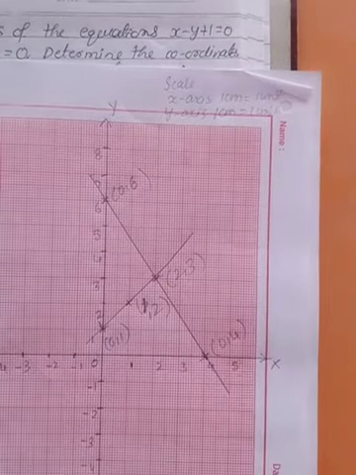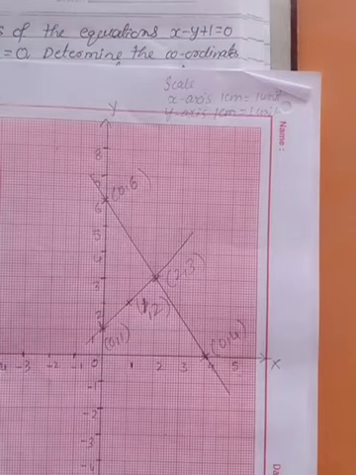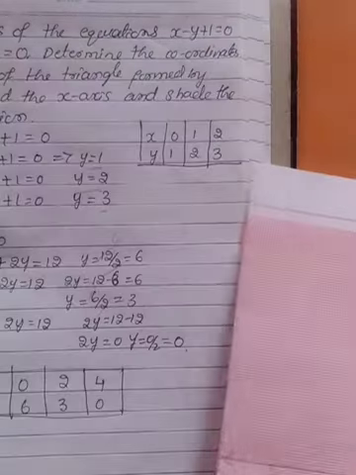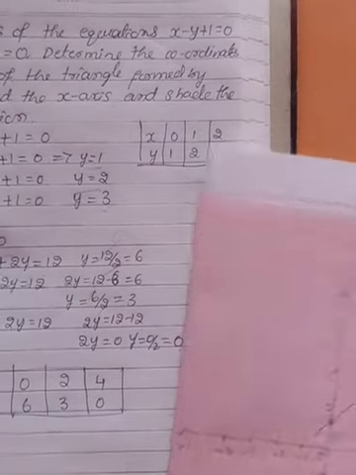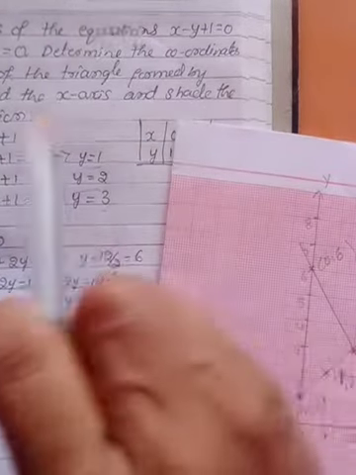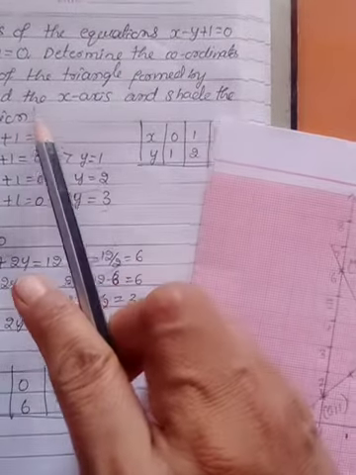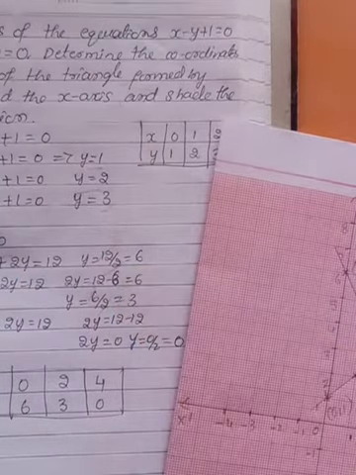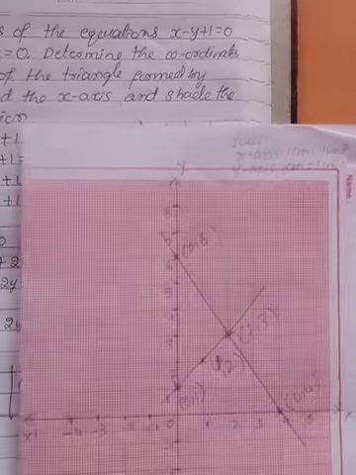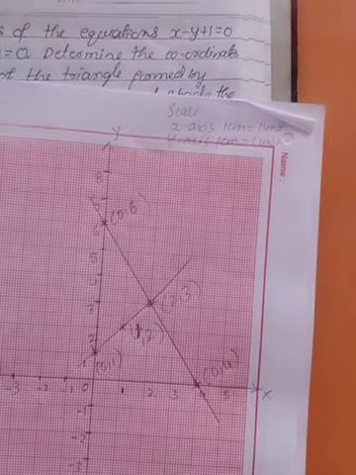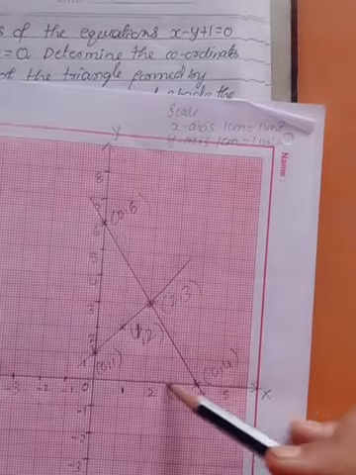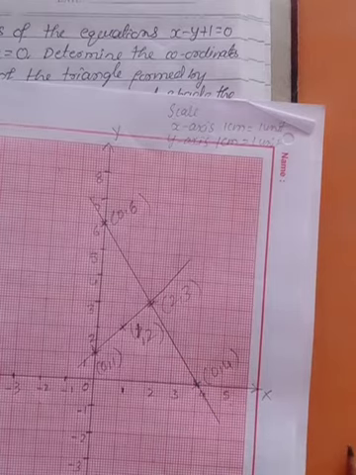Now what is the question you are having? Just check it out. Determine the coordinates of the vertices of the triangle formed by these lines and the x-axis and shade the triangular region, they are saying. See, from these vertices, what are the things you have found? You just check it.